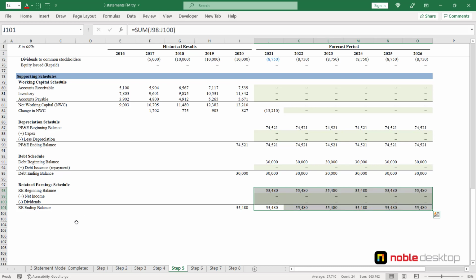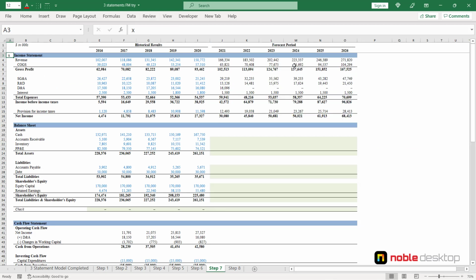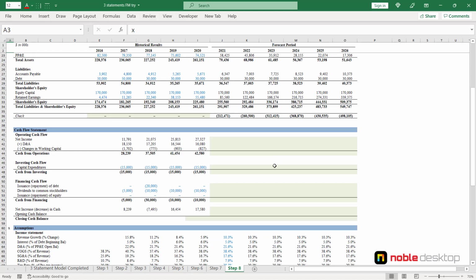Beautiful. We did fill up all the formulas for supporting schedules here. And now steps number 6, 7, and 8 are filling up the income statement, balance sheet, and cash flow statement for forecasted periods. Let's go ahead and do it in the following videos.